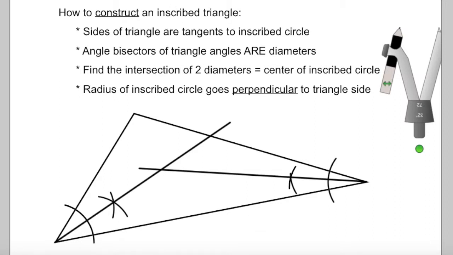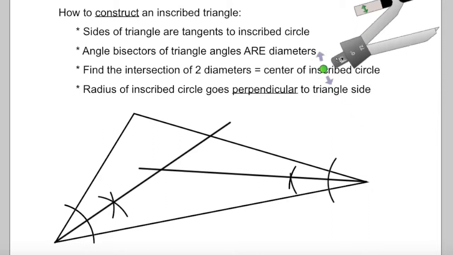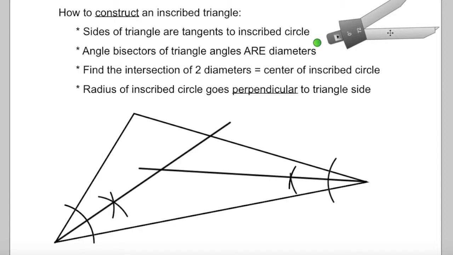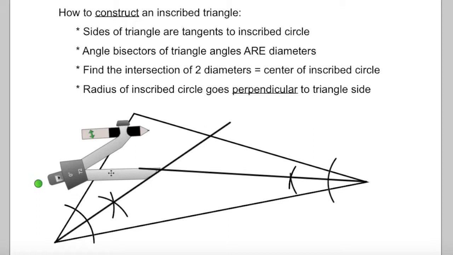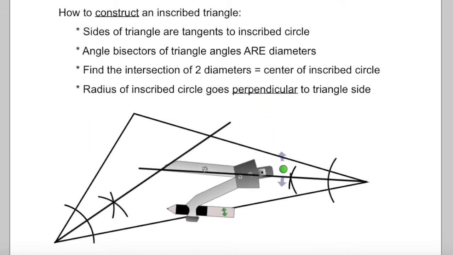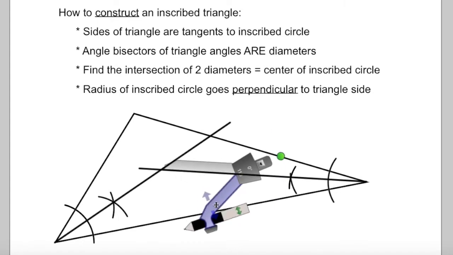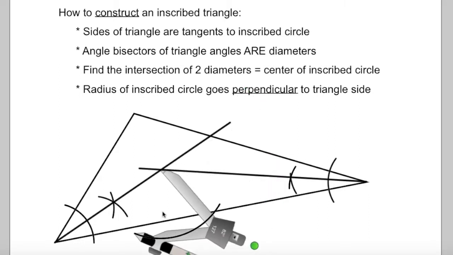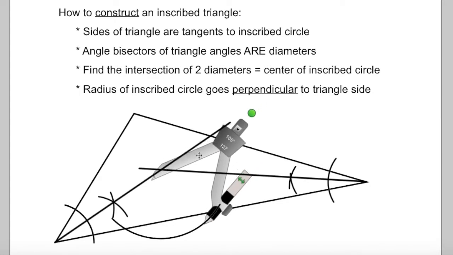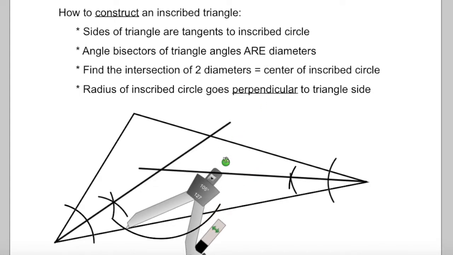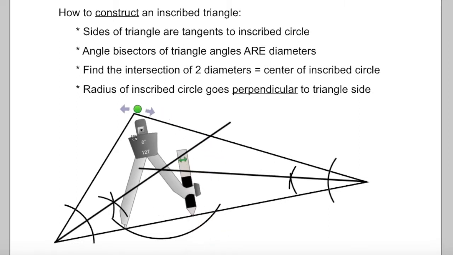Okay, now we're going to do the second part of the construction. Now that we have the angle bisectors done, we're going to take our compass and construct a perpendicular from that intersection point of the diameters, which is going to become the center of our circle. But we want to construct a perpendicular here to this third side in between the two angles that we just bisected. So remember, we want to sweep an arc through that side with the center of the compass at the center of the circle. And then if I want a perpendicular, I need a perpendicular bisector.